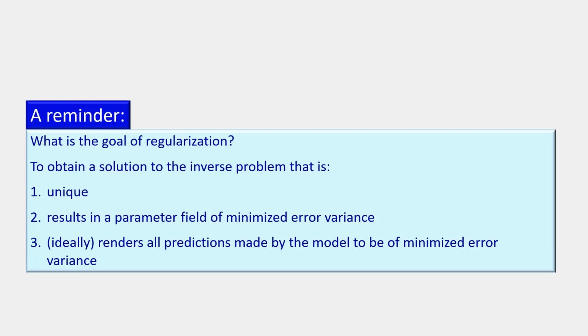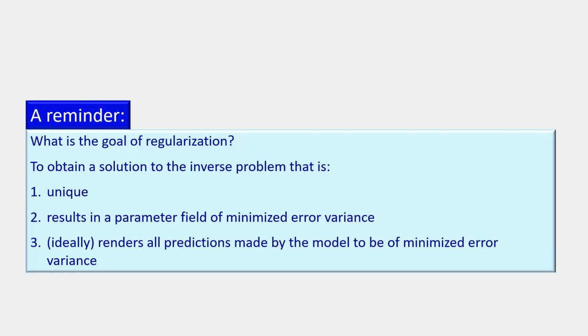So, when we're calibrating a groundwater model, which is always a fundamentally ill-posed inverse problem because of the heterogeneous nature of the media through which water flows, we then, having calibrated a model using regularization in the correct way, if we do it in the correct way, will then be able to make predictions which are of minimized error variance.